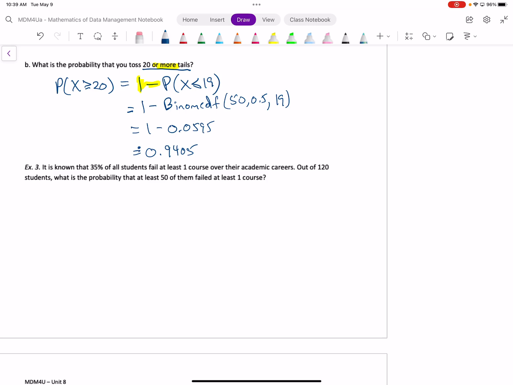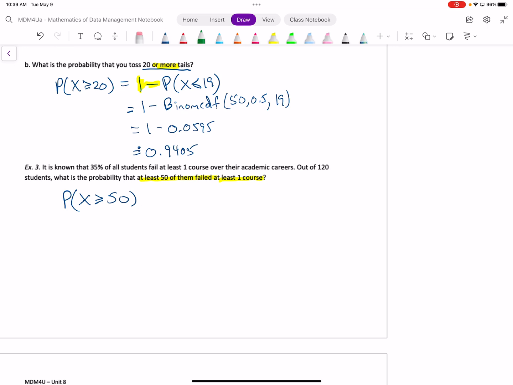It says, it is known that 35% of all students fail at least one course over their academic careers, most of them in university. Out of 120 students, what's the probability that at least 50 of them failed at least one course? So, the probability that X, they're failing at least 50 of the 120, so X is going to be greater than or equal to 50.